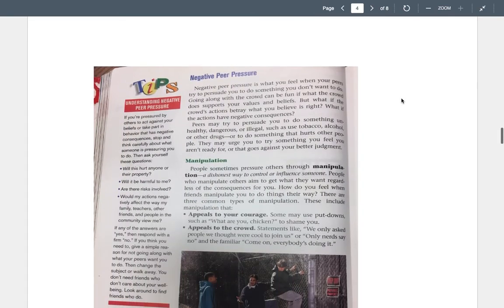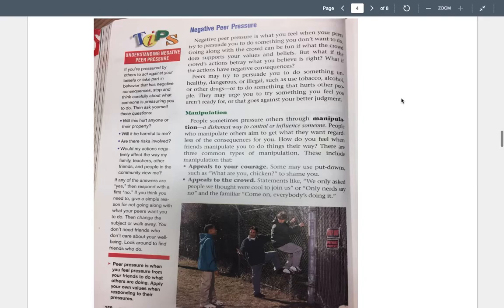I just want to read about the negative peer pressure. So it says here, negative peer pressure is what you feel when your peers try to persuade you to do something you do not want to do. Going along with the crowd can be fun if what the crowd does supports your values and beliefs. And I think that's the key right there. If it supports your values and your beliefs, it's positive. If it does not support your values and beliefs, it is negative.